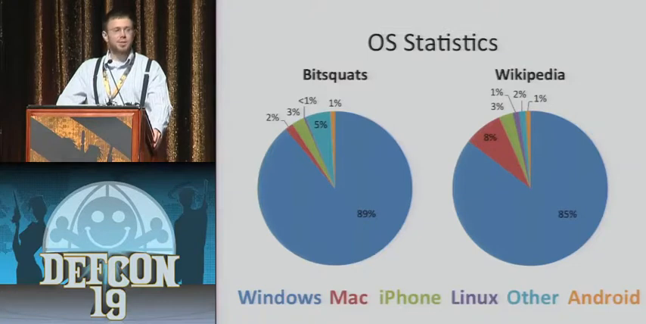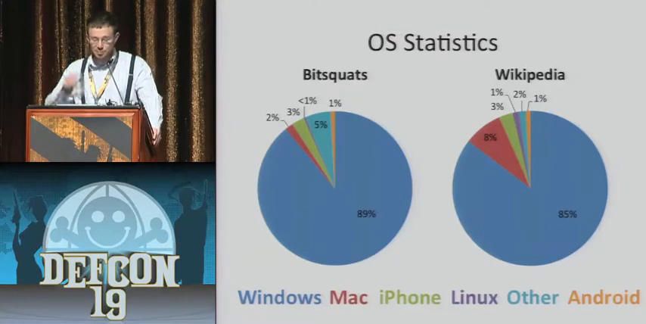Now, the differences is what's really striking. First, for some reason, only 2% of the visitors to my BitSquat domains use Apple OS X, whereas 8% of the visitors to Wikipedia do. I do not have a conclusive explanation for this. My thoughts range from potentially better build quality to maybe the aluminum casing being a better cosmic ray shield. Not really sure.